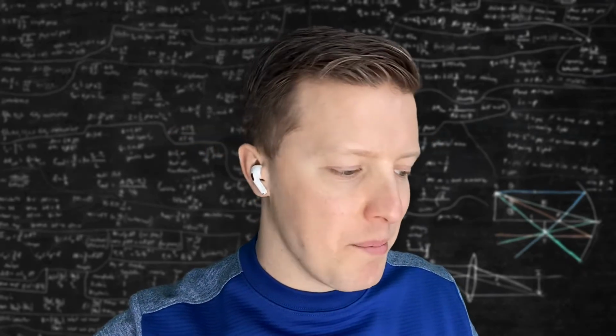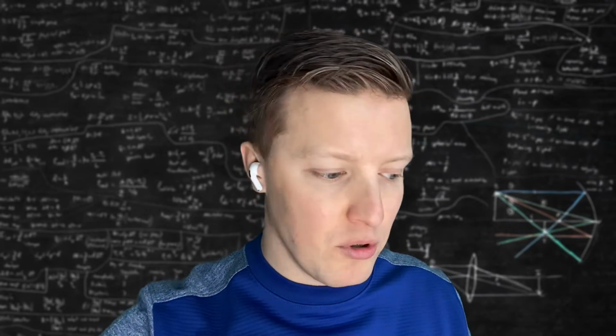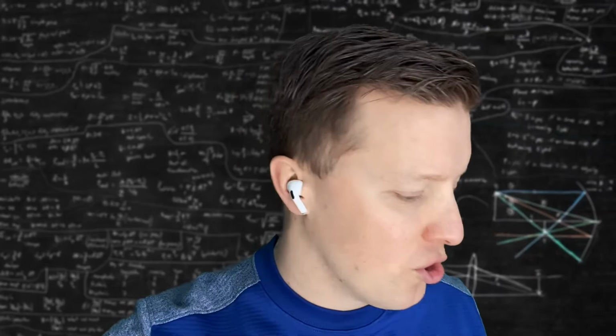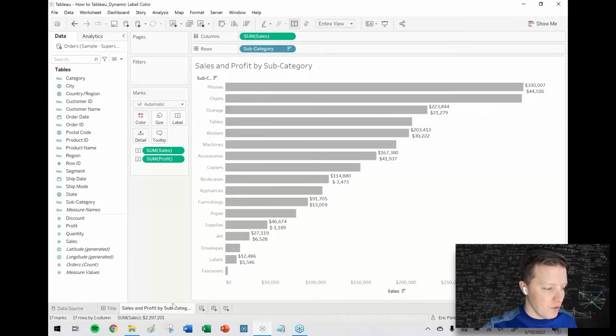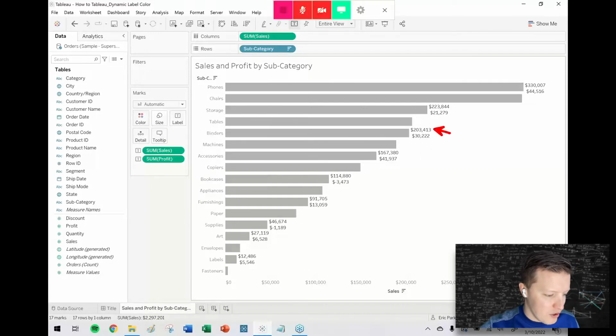This is Eric with One Number, and in today's short tutorial, what I want to cover is how to make a label color dynamic in a Tableau worksheet. So say for example, we've got a bar chart like this, it's showing sales and profit by subcategory. So right now I've got two labels at the end of each bar. The first label is the sales amount, the second value is the profit amount.